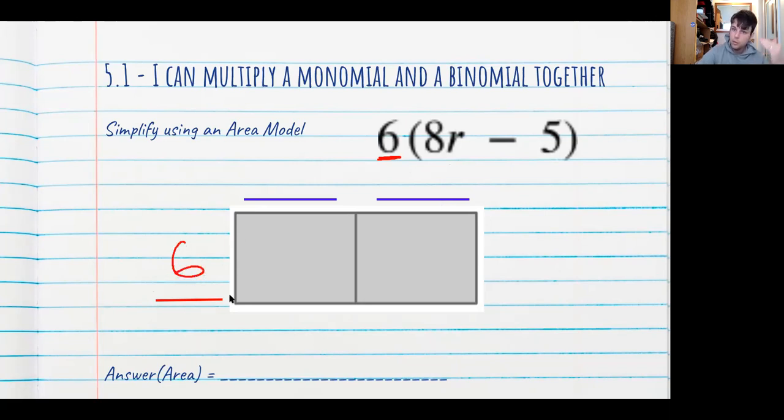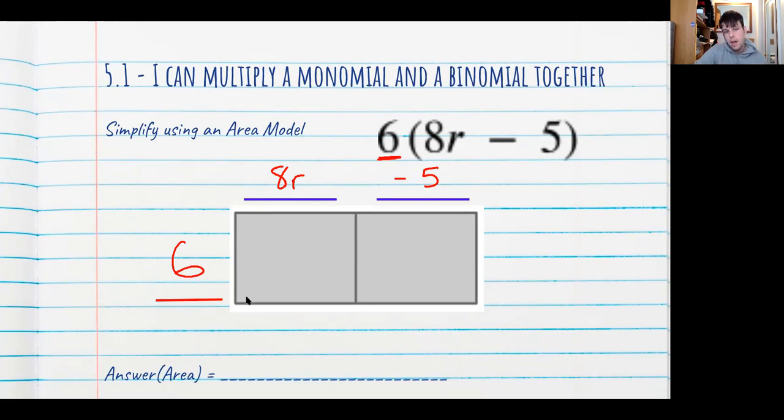6 goes here. That's where my monomial is. It's only one space, one high. That's the height of my rectangle. And then here, I'm going to put my binomial. So 8r and minus 5. If this is a plus, I think of this number as positive. If this is a minus, I think of this number as negative. That symbol here goes with this particular term.